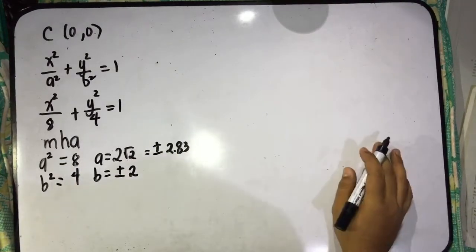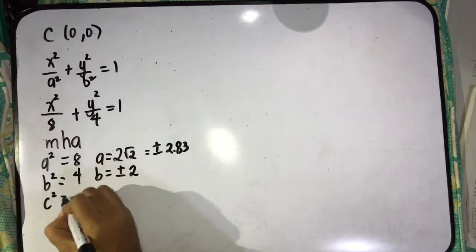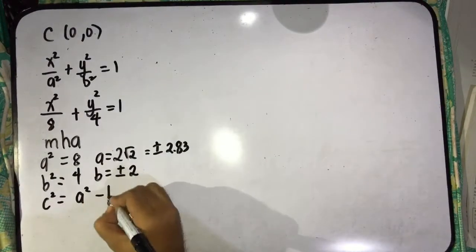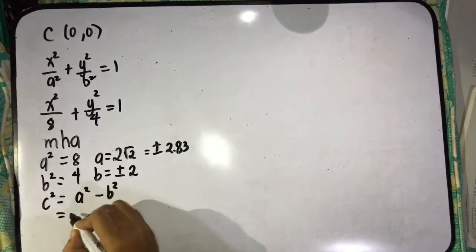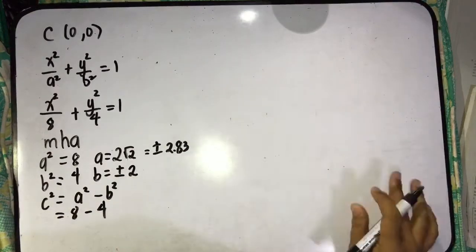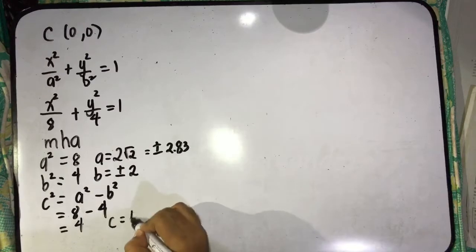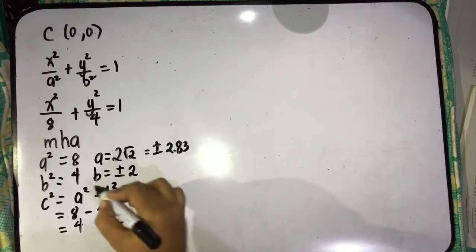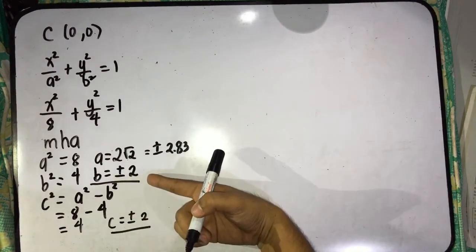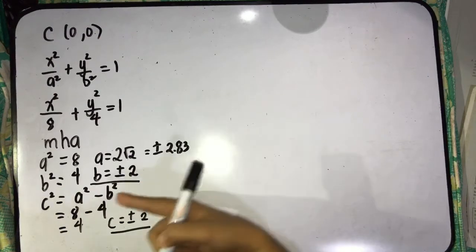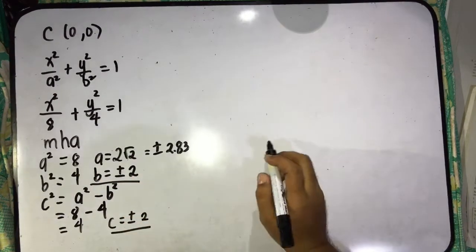In order for us to locate the foci, we need to get c squared. And c squared is equal to a squared minus b squared. Therefore, a squared is 8 and b squared is 4. 8 minus 4 would be 4. Therefore, c is plus minus 2. In this case, pareho yung length ng co-vertices and yung length ng foci.